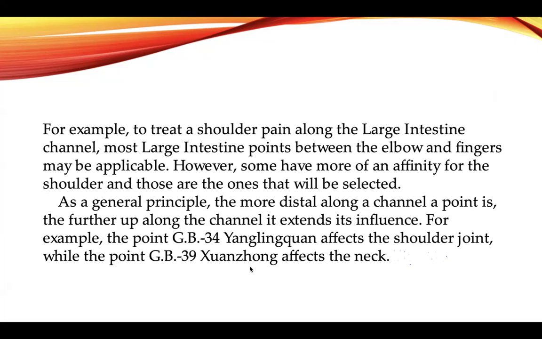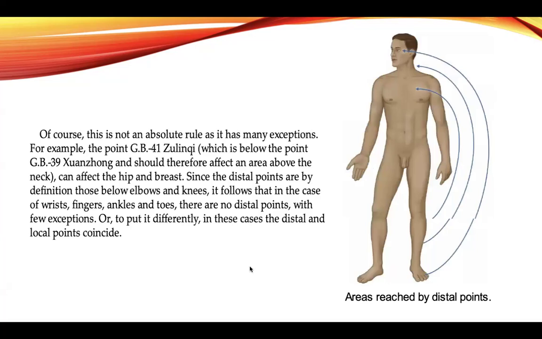For example, the point GB34 affects the shoulder joint, while the point GB39 affects the neck. Of course, this is not an absolute rule, as it has many exceptions. For example, the point GB41, which is below the point GB39, and should therefore affect an area above the neck, can affect the hip and breast.